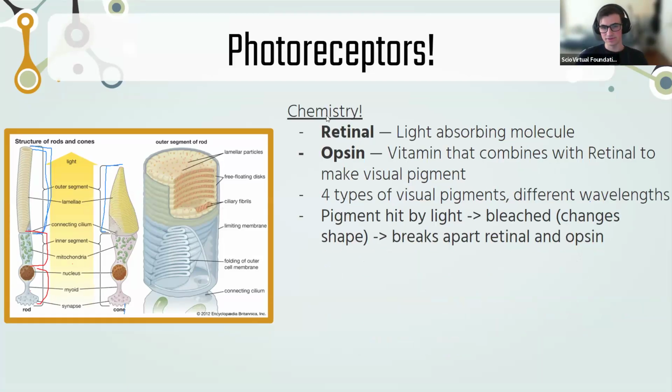And now let's talk about some chemistry. So retinal is a molecule that can absorb light, and it pairs with opsin, a protein. It's very close to vitamin A.